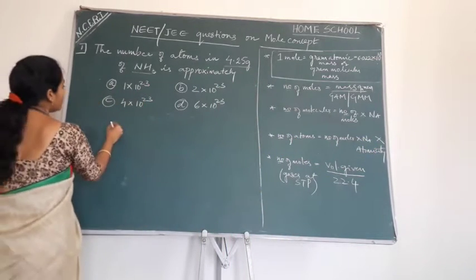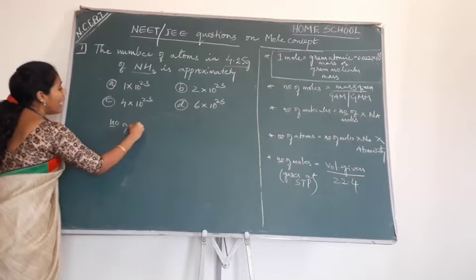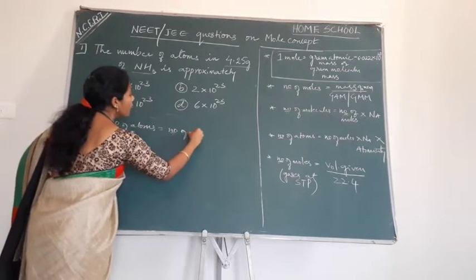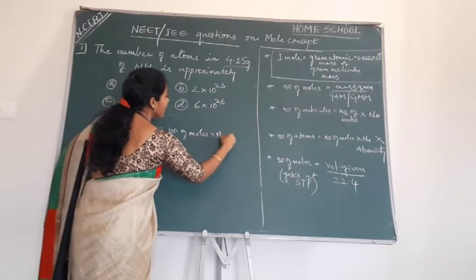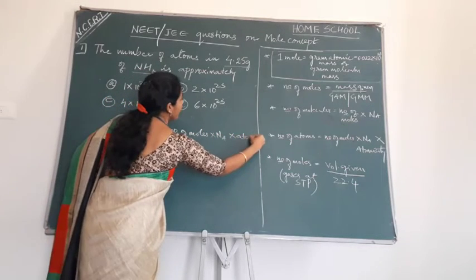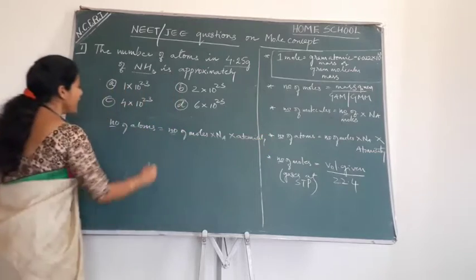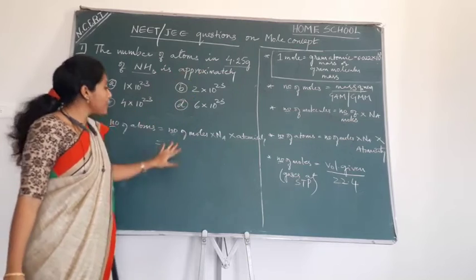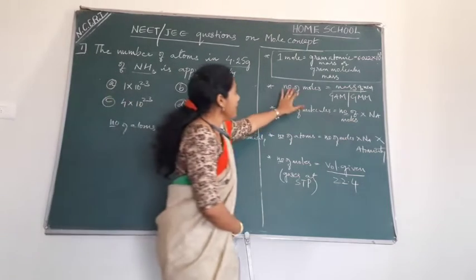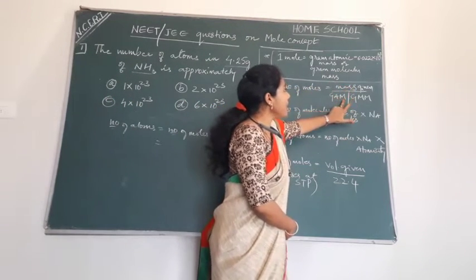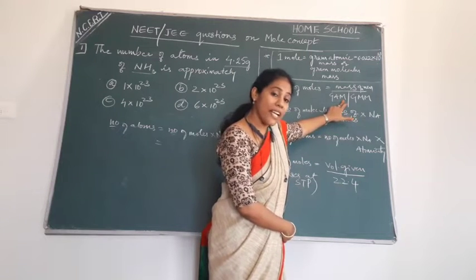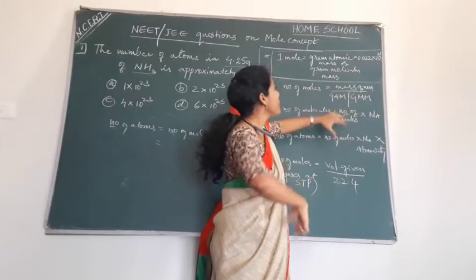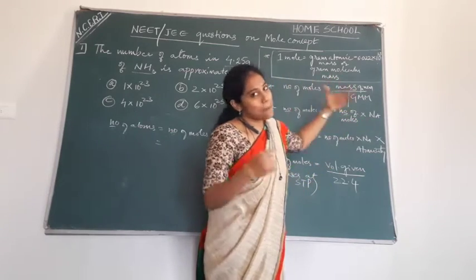So let me write the formula. Number of atoms, if you want to calculate, the formula is number of moles into Avogadro number into atomicity, right? Now, number of moles, did they give it directly in the question? No, mass is given, so moles you can calculate. Number of moles is equal to mass given divided by gram atomic mass in case of atoms, gram molecular mass in case of molecules. So this is the formula you can always use for the conversion of moles to mass, mass to moles.